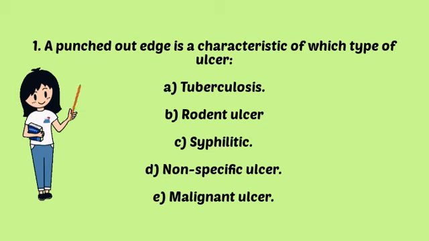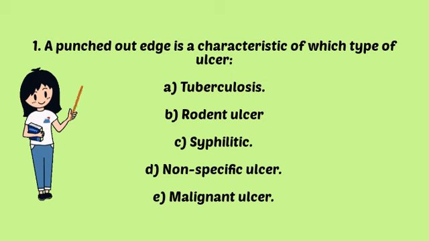1. A punched-out edge is a characteristic of which type of ulcer? A. Tuberculosis. B. Rodent ulcer. C. Syphilitic. D. Non-specific ulcer. E. Malignant ulcer. Ulcer is the break in the continuity of epithelium of skin or mucous membrane.